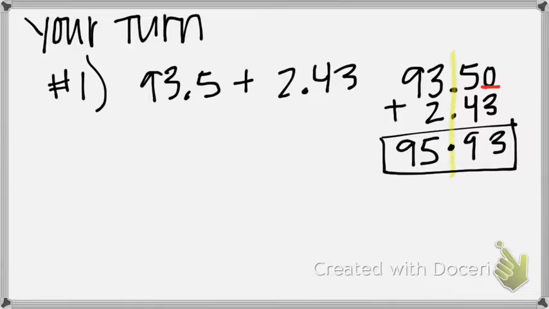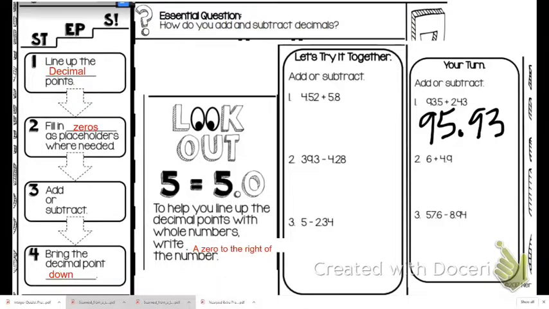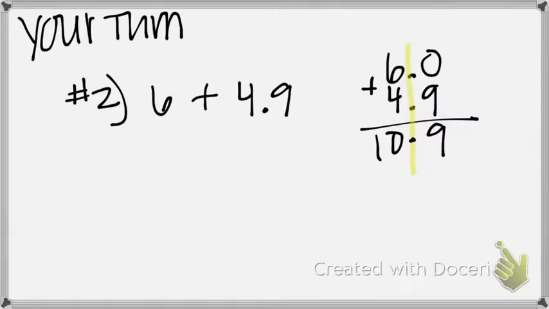Now pause the video to complete problem number 2. Alright, so check to see if you got the same answer. I got 10.9. I lined up my decimals. I put my space saving 0 and decimal to the right of my whole number, which was 6, and I combined them together and got 10.9.